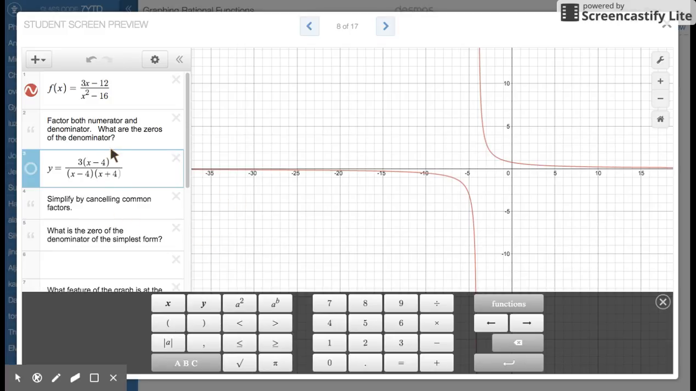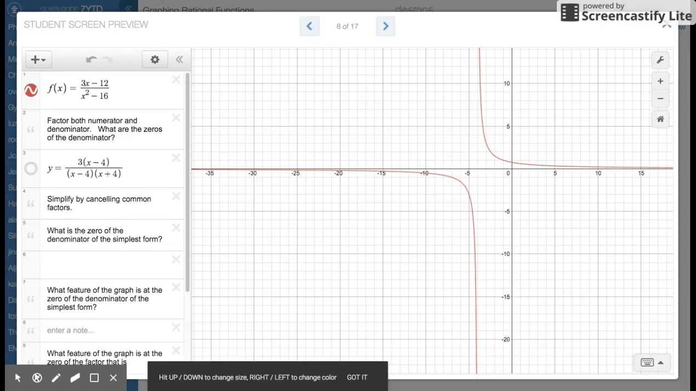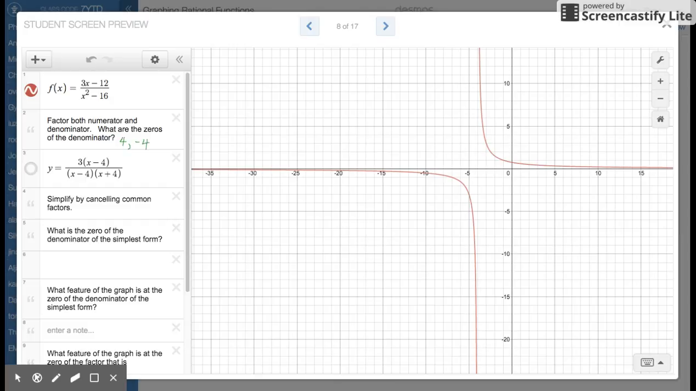All right. Now, in factored form, it's easy to identify the zeros of the denominator. So, what are the zeros of the denominator? We see here that the zeros are 4 and negative 4. These are the zeros of the denominator. Now simplify by canceling common factors. We see that x minus 4 and x minus 4 are common, so we can cancel x minus 4.